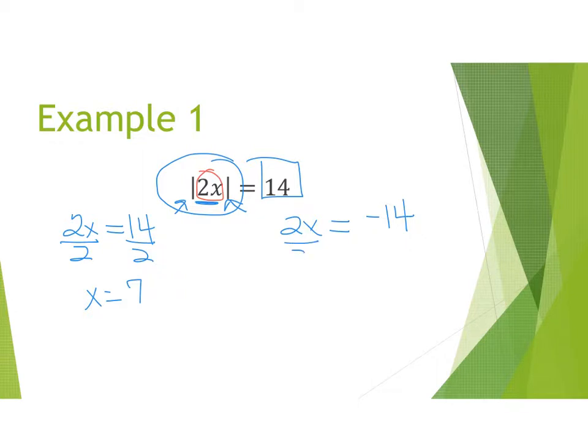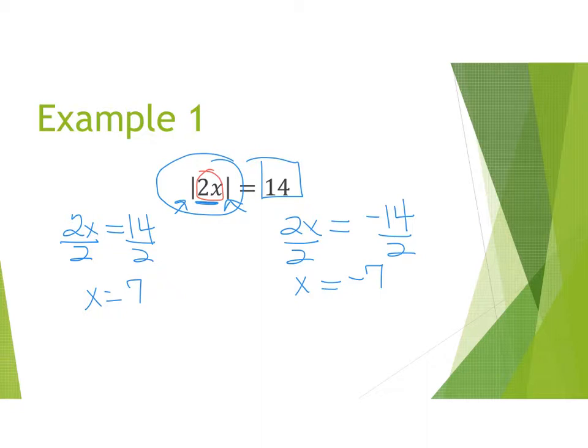And same thing over here. I divide by 2. That's the really great thing about absolute value equations. You follow the same steps to solve both of your problems. And this time, it's a negative 7. So I have two solutions.